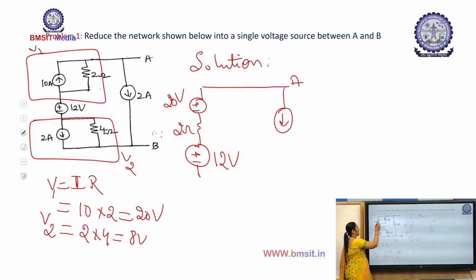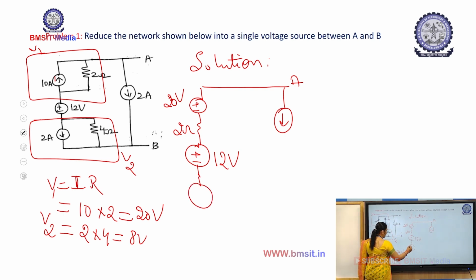Here you can see the arrow mark goes up. So the polarity of the voltage source will be plus and minus. If the arrow mark goes down, the polarities of the voltage source will be minus and plus. So this you remember: wherever there is an arrow mark, towards that you should have a plus polarity, positive polarity. So this V2 is now 8 volts.